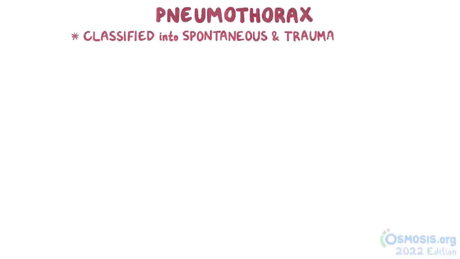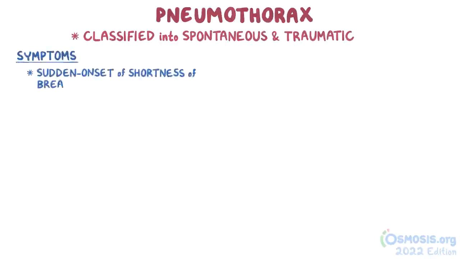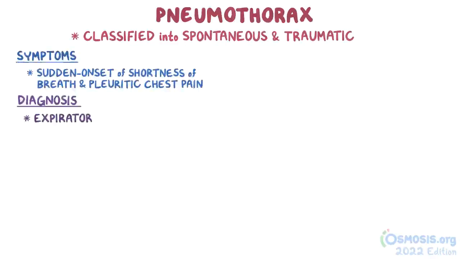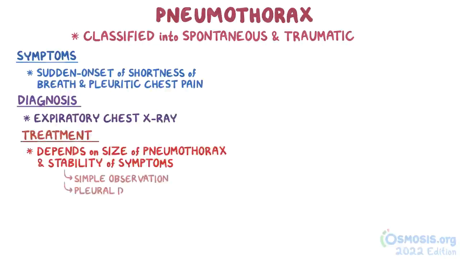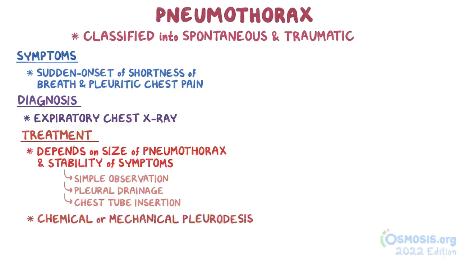Alright, as a quick recap. Pneumothoraces can be broadly classified into spontaneous and traumatic pneumothorax. Individuals present with sudden onset shortness of breath and pleuritic chest pain. The diagnosis is confirmed with an expiratory chest X-ray. The management depends on the size of the pneumothorax and the stability of the symptoms, ranging from simple observation to pleural drainage and chest tube insertion. Due to their recurrence, chemical or mechanical pleurodesis can be done, effectively obliterating the pleural space.